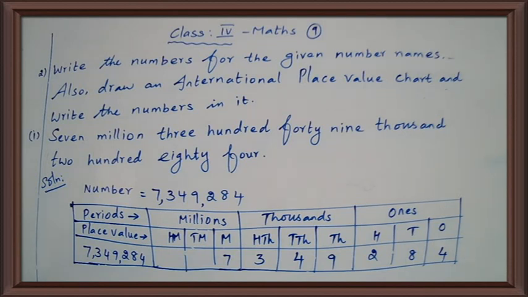All of you take your classwork note and write today's day and date and start. Second question: write the numbers for the given number names. Also draw an international place value chart and write the numbers in it. In the second question, the first one, 7,349,284. First you write the numbers for the given number name. So write the number, then after that draw an international place value chart. So do it.